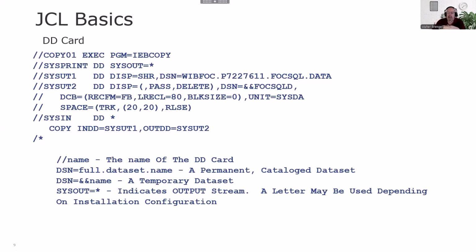The sysprint going to sysout equals star means it's going to be an output, and it's probably just going to be messages. Sysut1 is going to be an input data set, which is this focusql.data. And then I'm copying it to sysut2, which is going to be a temporary data set. Sysin dd star means that in your JCL, you have in-stream code that's not in a data set, you're actually putting it in stream in the JCL.